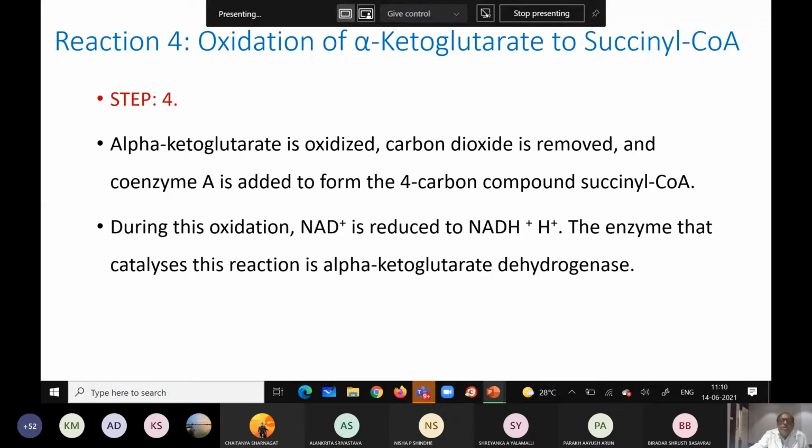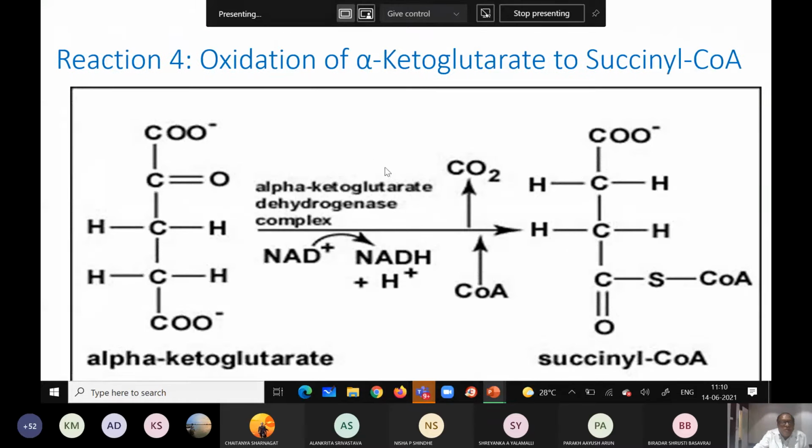So we have to remember step by step how these reactions take place. Here alpha ketoglutarate gets converted into succinyl CoA in the presence of one enzyme, that is alpha ketoglutarate dehydrogenase, and there will be reduction of NAD to NADH with the removal of one carbon dioxide molecule.